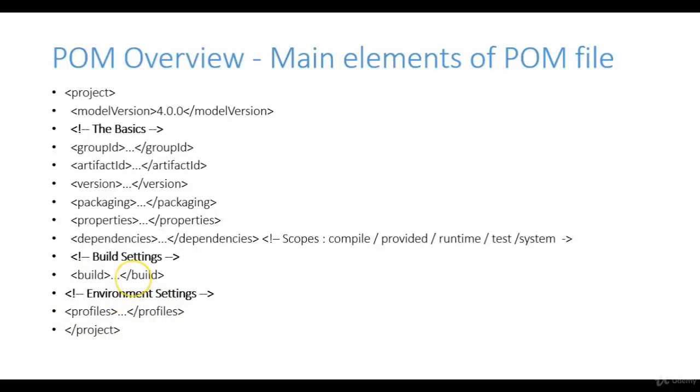Now coming to environment settings. This is a feature of the POM to change settings depending on the environment where it is being built. For example, a project can be built using JDK 1.8 or any other JDK version using different profiles.